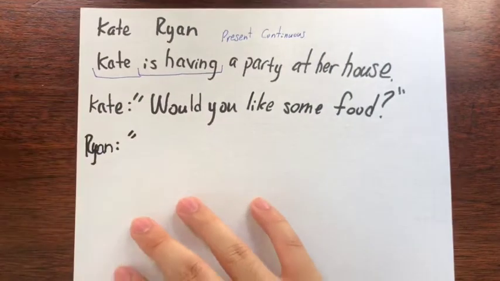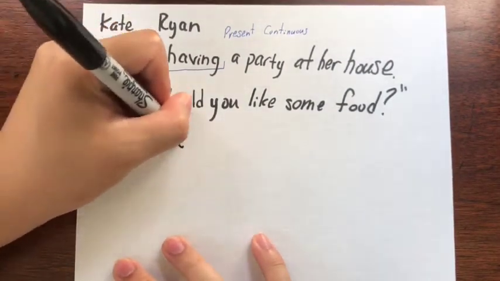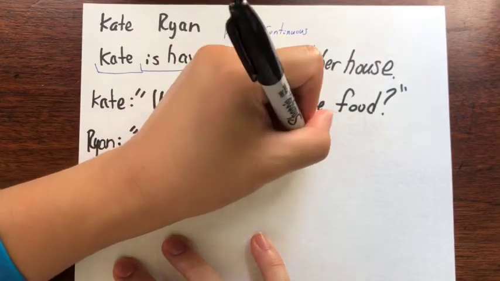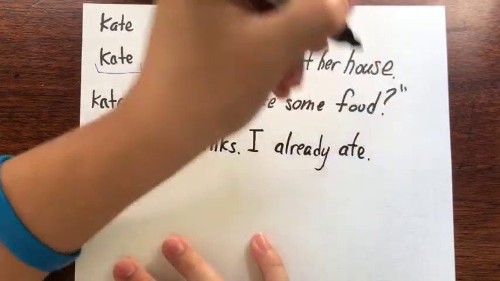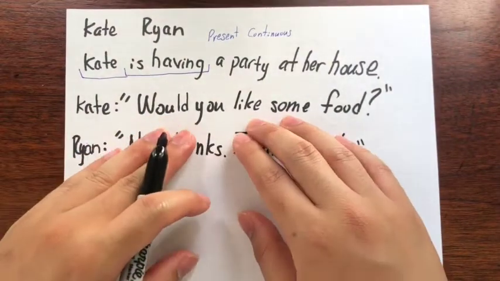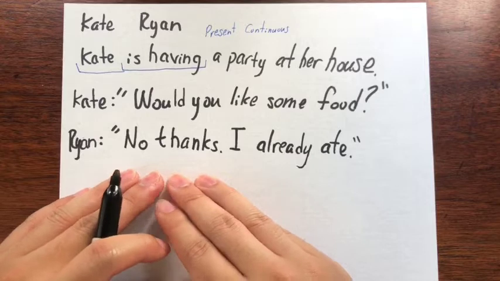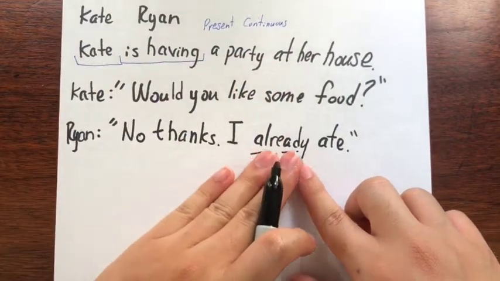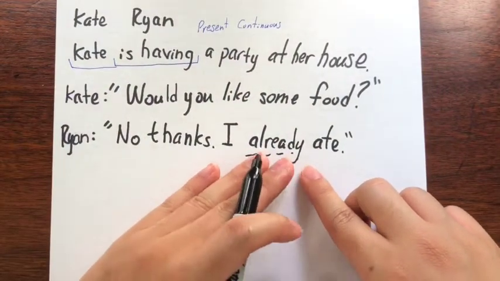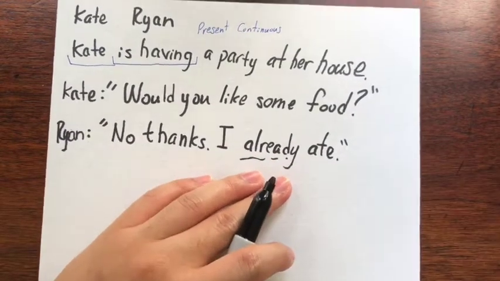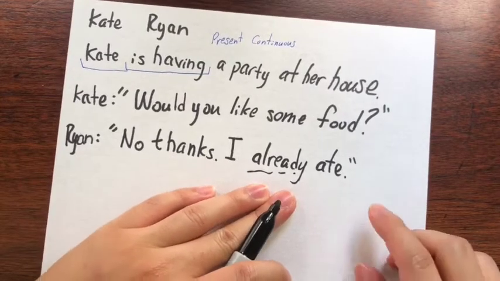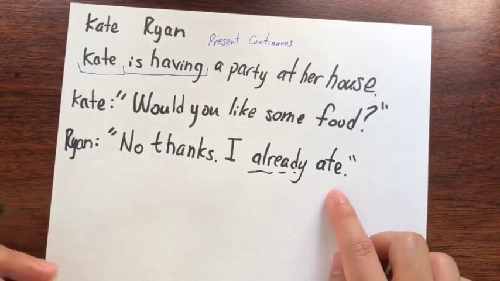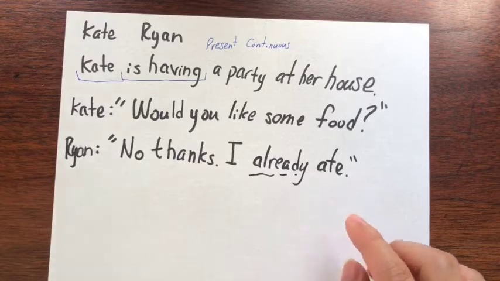So Ryan says, no thanks. I already ate. So he answers the question by saying, no thanks. And then he says, I already ate. So already is a time word. Already means he did it before. So we know it's in the past tense. What's this word? Ate? It means to eat, but in the past tense. So he ate before he came to the party. He said, I already ate.